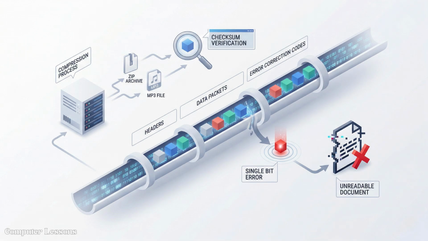The bit stream itself is a structured sequence of headers, data packets, and error correction codes for transmission. Protocols like zip and MP3 include checksums to verify that the file remains intact after decompression. Even a single-bit error in a compressed file can render the entire document unreadable.